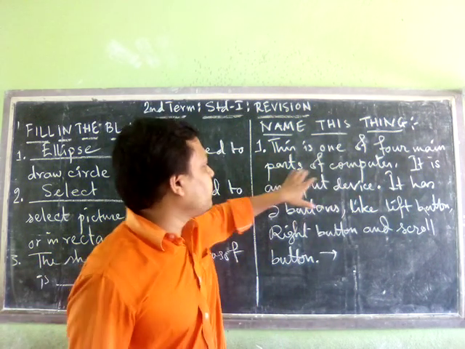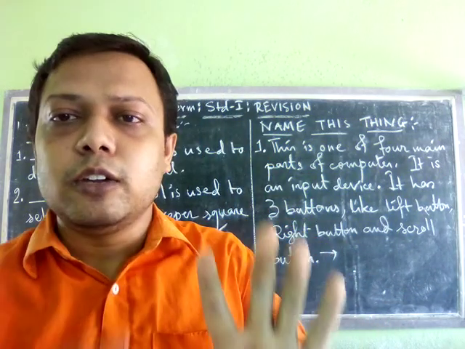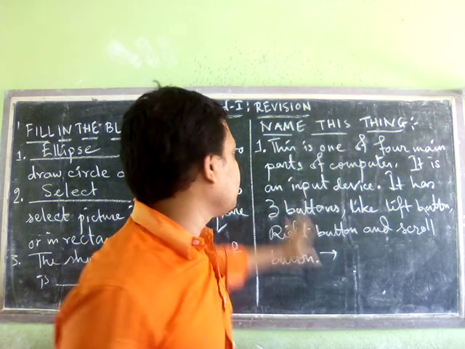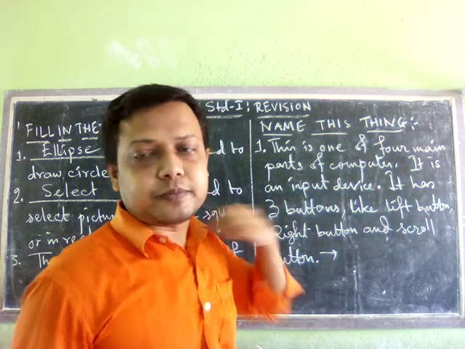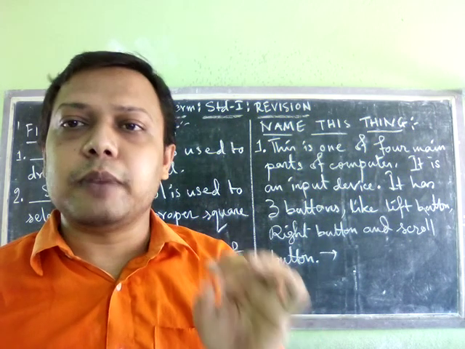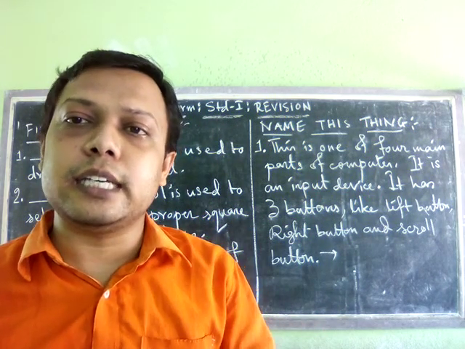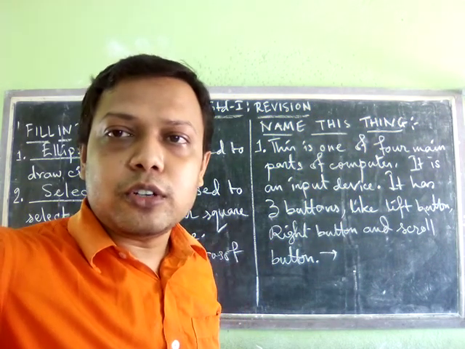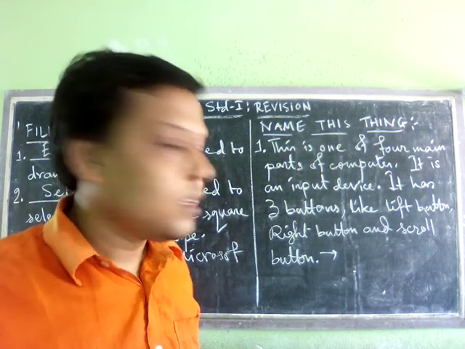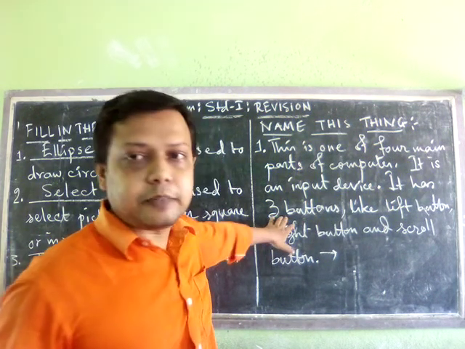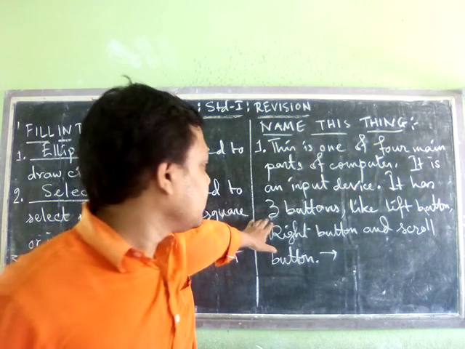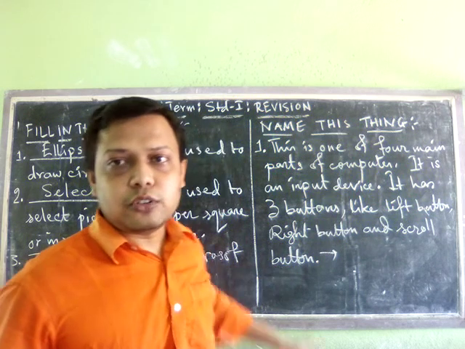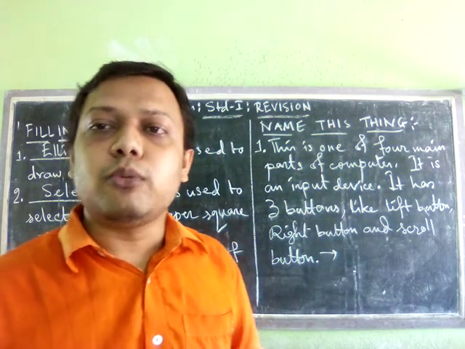This is one of four main parts of computer. Computer has four main parts: monitor, keyboard, mouse and CPU. It is an input device. We all know that keyboard and mouse are the two input devices among these four main parts. We have read about those in KG2. It has three buttons: left button, right button, and scroll button. So it is easy now to think what is the name of that thing.